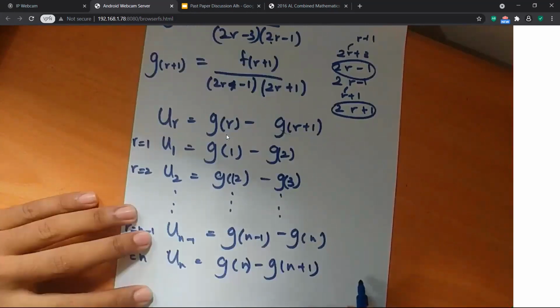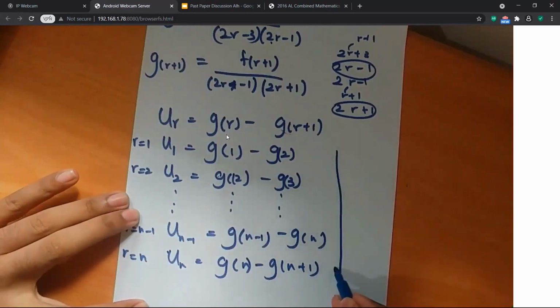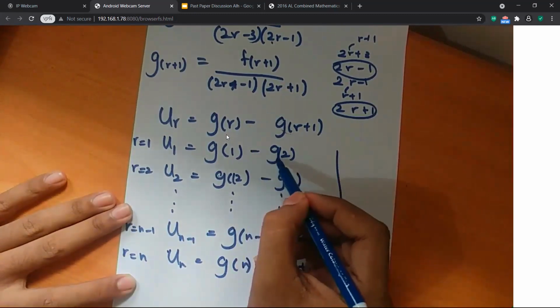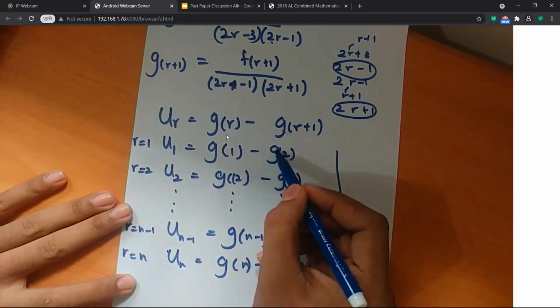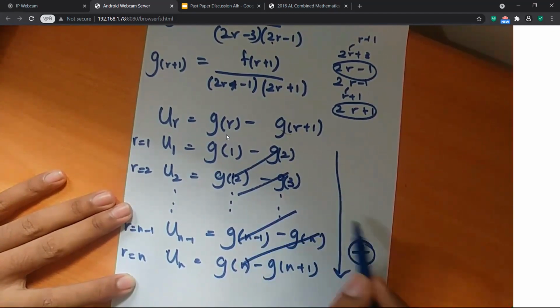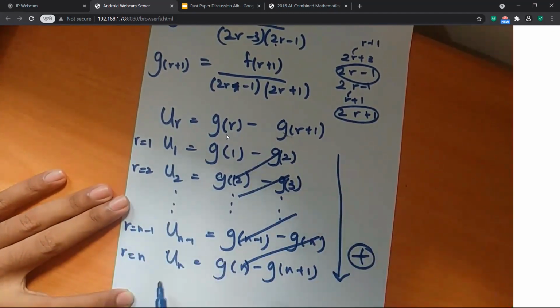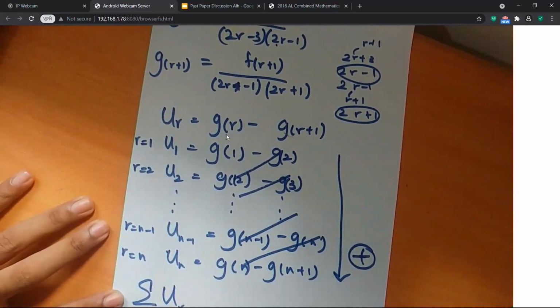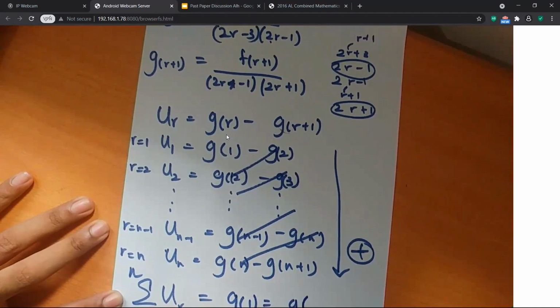So we can add the whole thing, the summation. Minus g2 plus g2 cancels off, and in a similar way all of this cancels off, minus gn cancels off. What is remaining? The addition of all of these, sigma ur where r is equal to 1 to n, is g1 minus g(n+1).